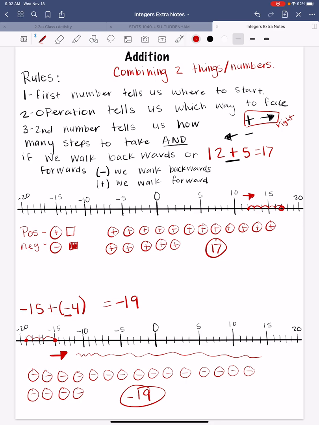Remember that the only time they can cancel out is if you have 1 positive and 1 negative chip together, because that's called a zero pair. And it actually has no value because they cancel each other out. But 2 negatives don't cancel each other out. So that's just a quick review on adding.